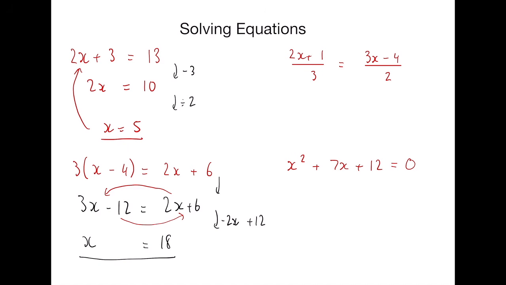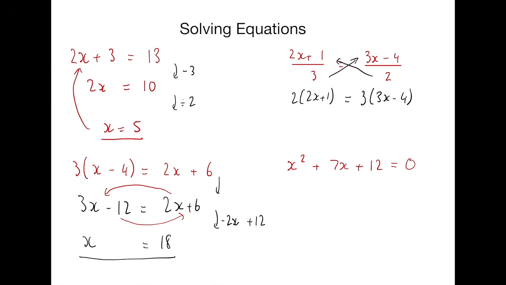This is more going on towards the higher level stuff now, but if you're doing foundation, I'd still recommend learning this one. We want to do something called cross multiplying basically. So we multiply the 3 up there, the 2 up there, leaving us with 2 bracket 2x plus 1 equals 3 bracket 3x minus 4.